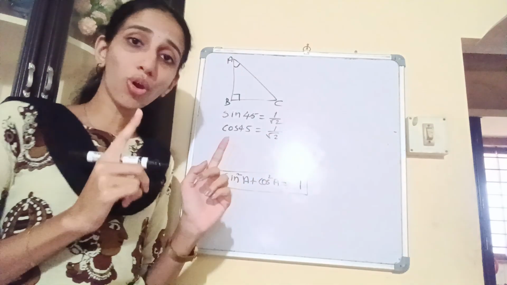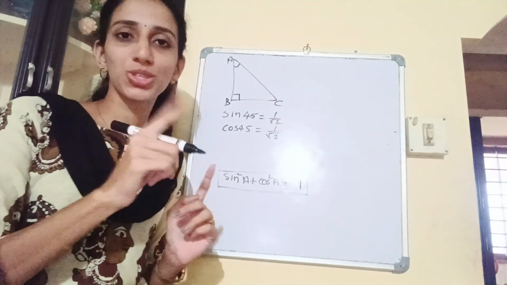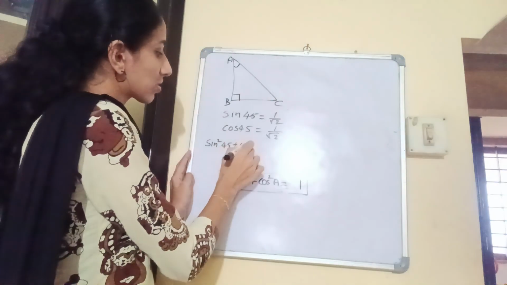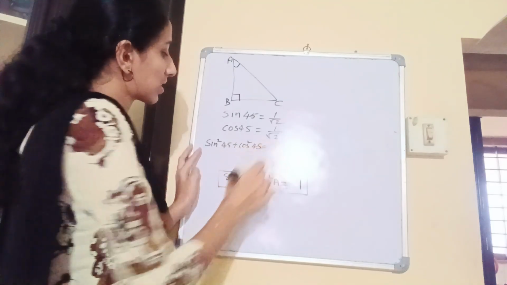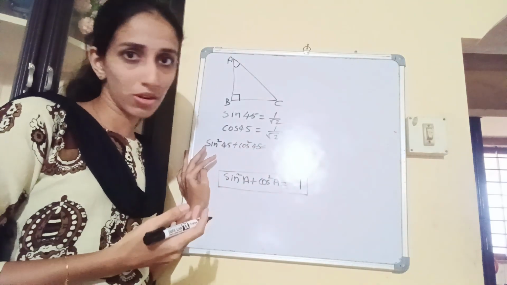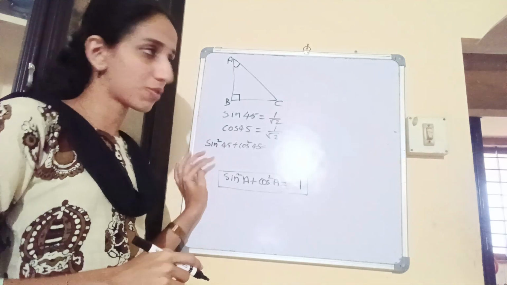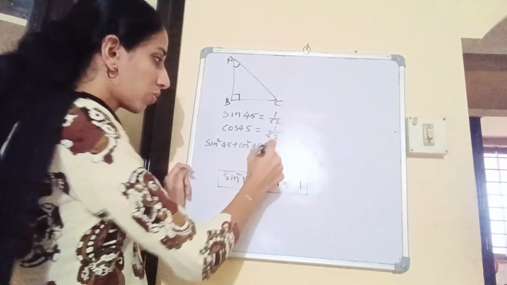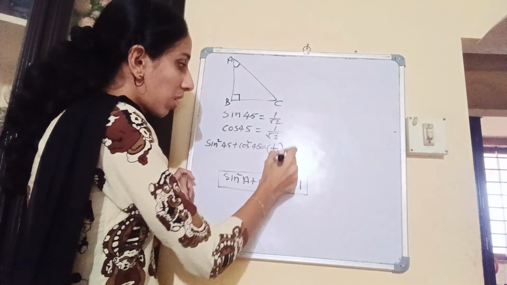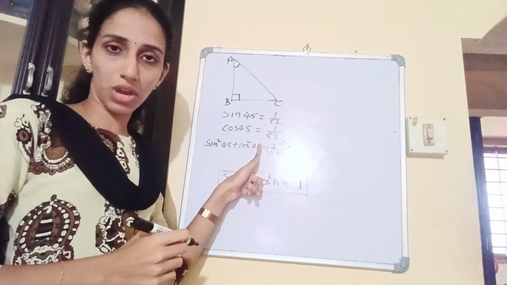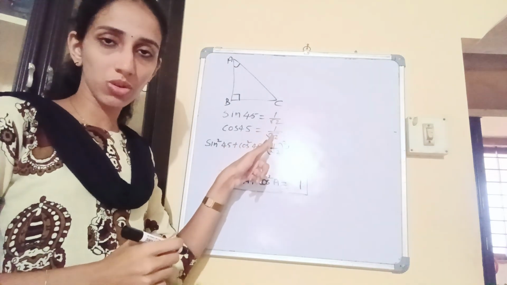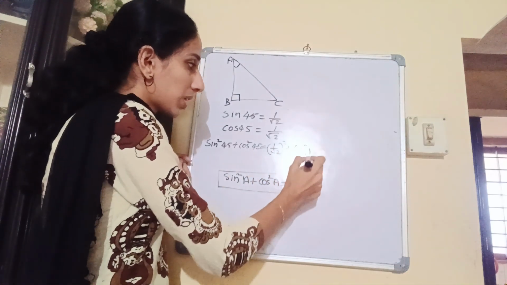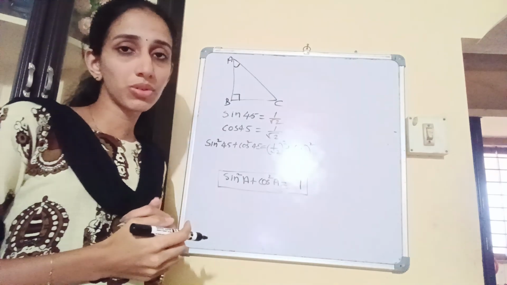Then we are going to check what is sin square 45 plus cos square 45. Sin square 45 means sin 45 the whole square, that is the square of sin 45. We already know sin 45 is 1 by root 2. So we write 1 by root 2 the whole square plus cos square 45. Cos 45 is also 1 by root 2, so the square of cos 45 is 1 by root 2 whole square.